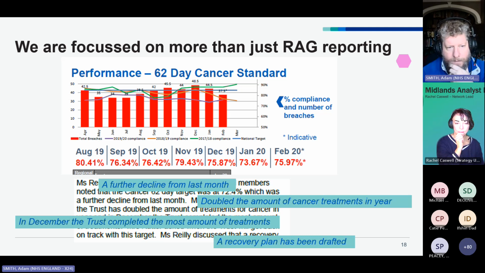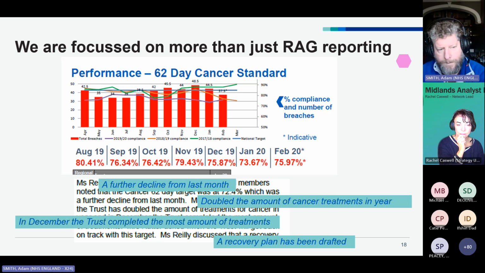We call these types of lines, where you've got lots of lines on one chart, spaghetti charts, and then we've got the bars underneath here. There is some meaning to it, but I don't think we can really pull out as much useful information as we could if we were using an SPC chart. And I'll show you that in a second.